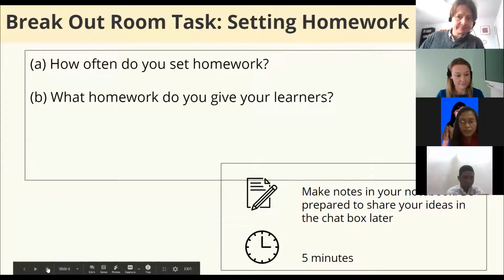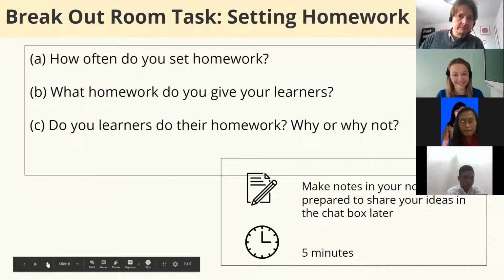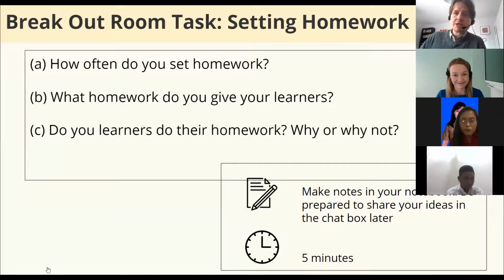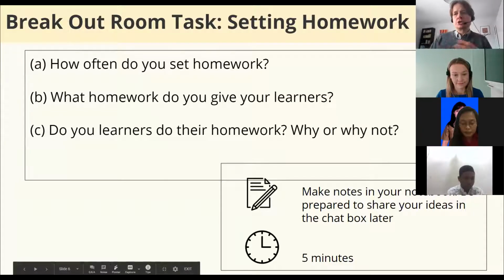And finally, do they do their homework? Why or why not? So you might find that some of your learners do their homework and some don't. And if they don't do their homework, perhaps why not? What can you do to encourage them perhaps to do their homework?